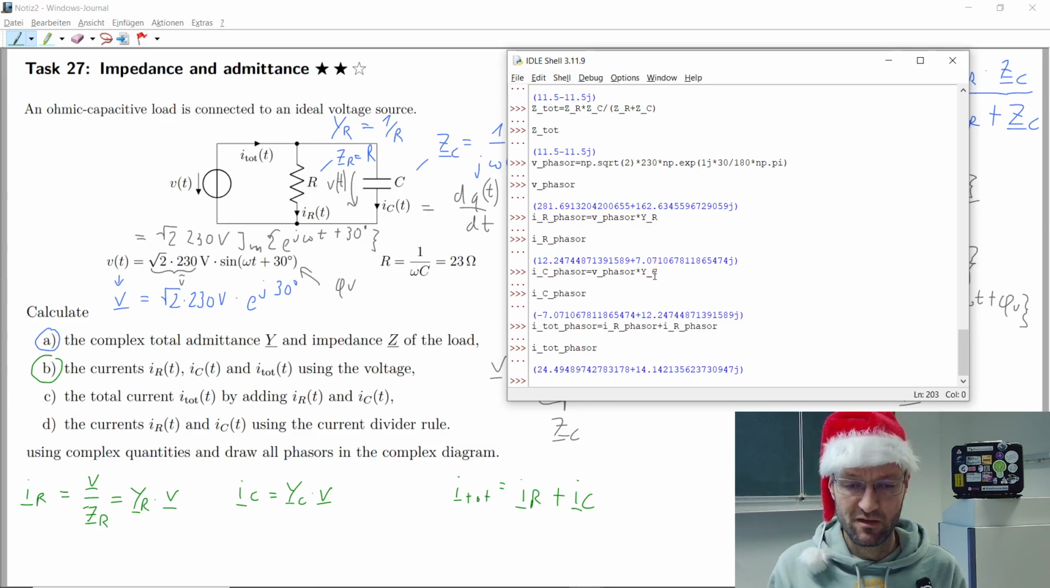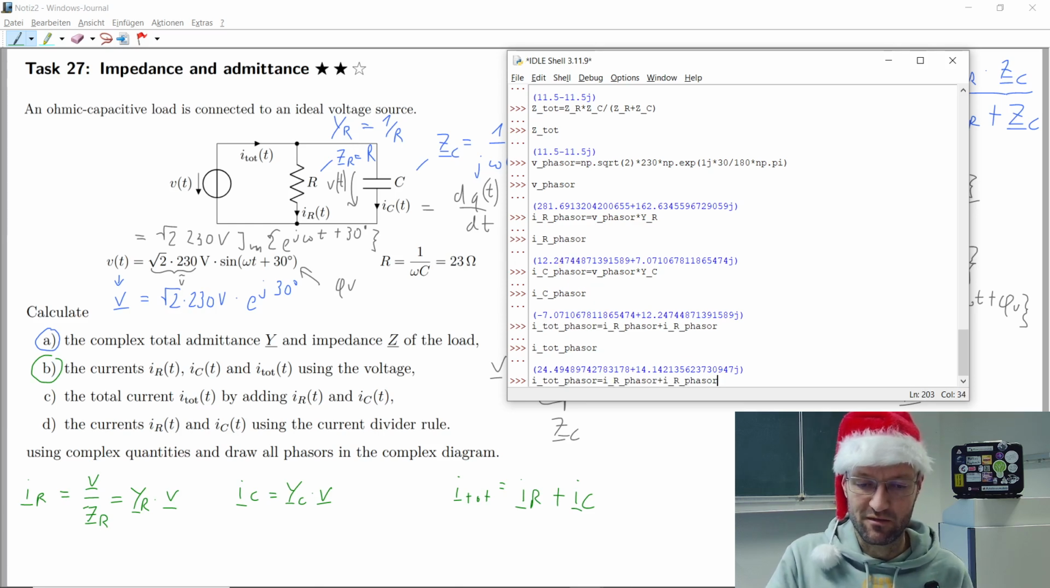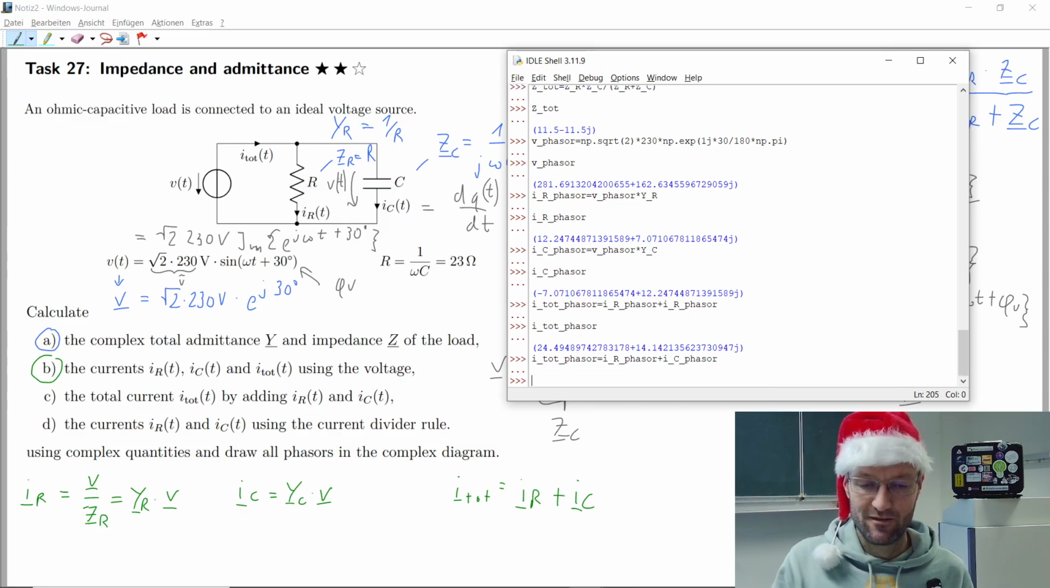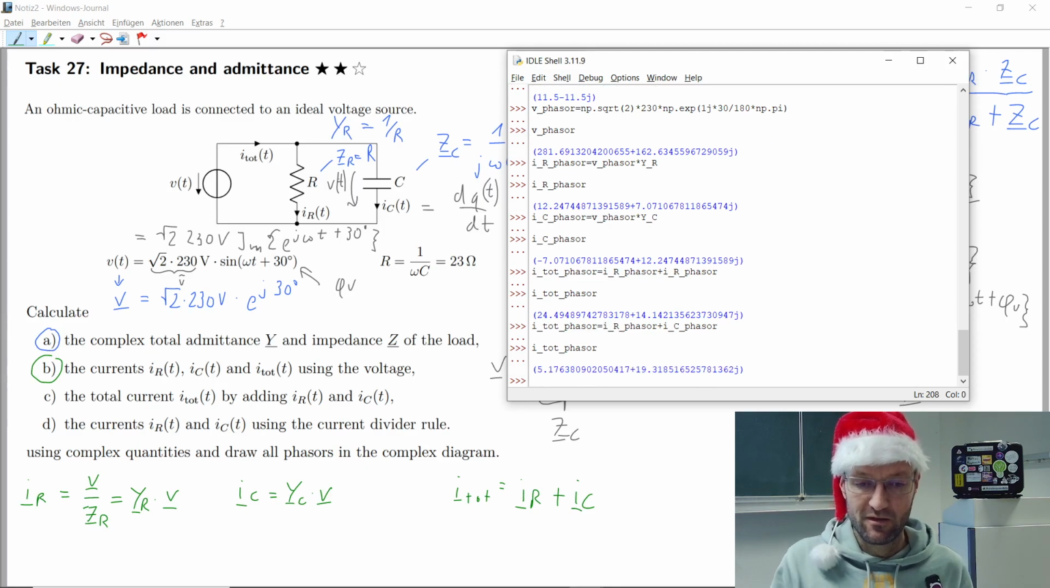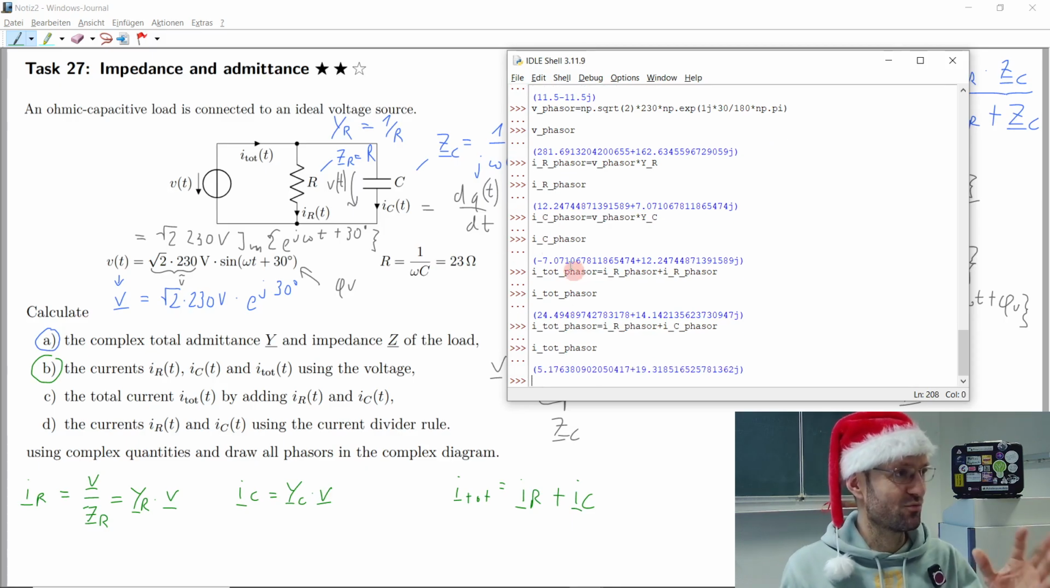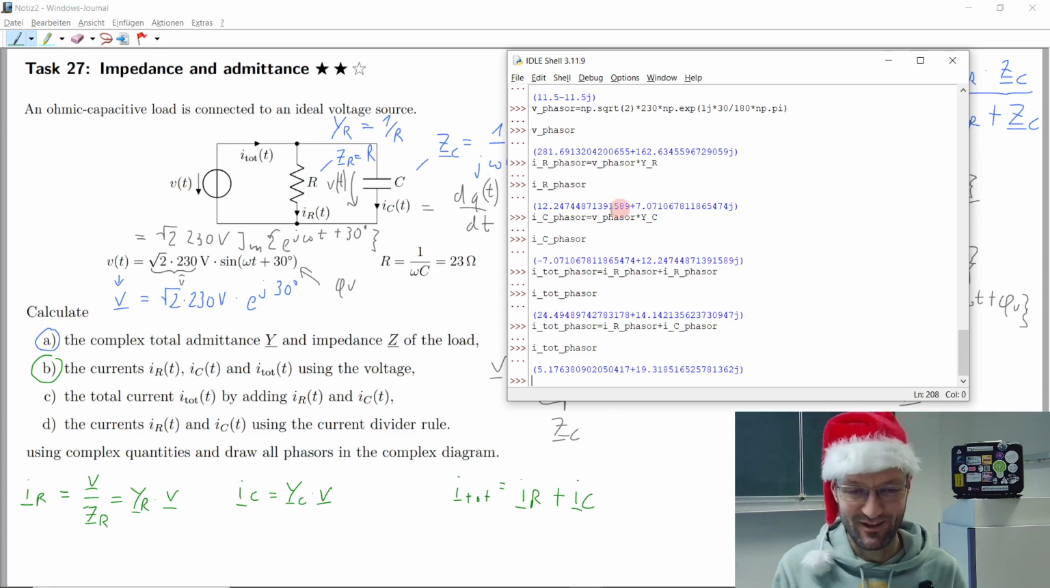Does this make sense? You just doubled IR phasor. Ah, that's why it does not make sense, right? Very good point. So that's why it's always good to do some triple check. So 12 minus 7 makes 5. 7 plus 12 makes something like 19. Perfectly makes sense.